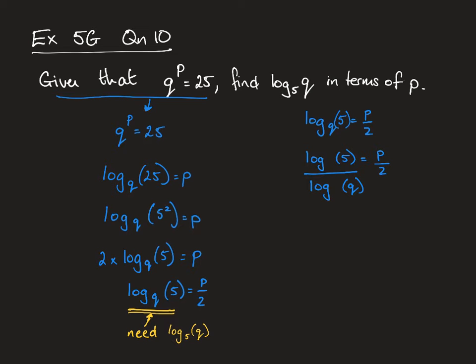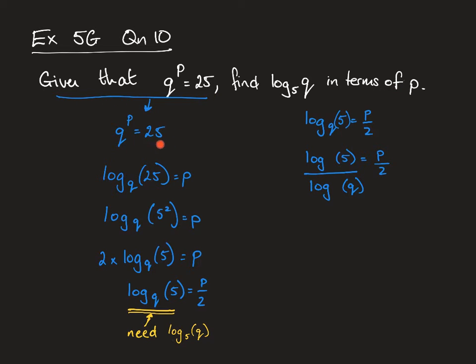Question 10 in 5G is a little bit of a tricky question, and so I thought I'd do a solution for it. So you're given that q to the power of p is 25, and you're asked to find log to the base 5 of q in terms of p. So we're going to work with what we're given.